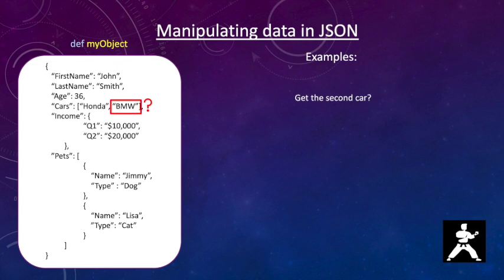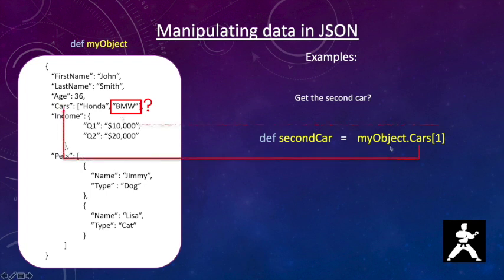Moving on, how to get the second car in the list of cars for our John Smith. We define the variable secondCar, and then we call myObject.cars and the index of the value in the array. So in our example, Honda is the first, index 0, and BMW is 1.